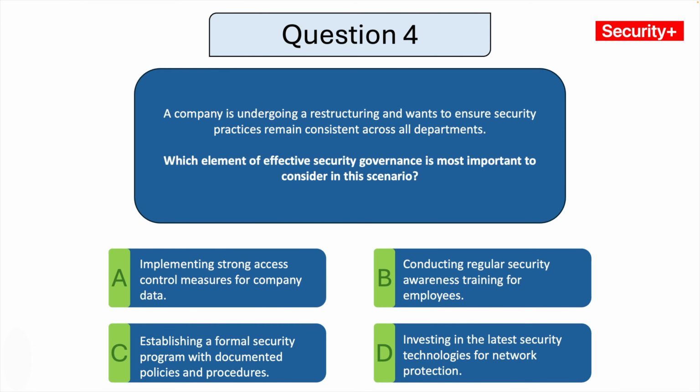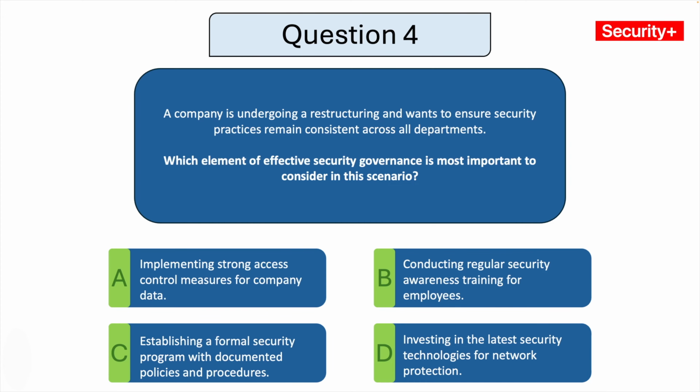Question 4. A company is undergoing a restructuring and wants to ensure security practices remain consistent across all departments. Which element of effective security governance is most important to consider in this scenario? A, implementing strong access control measures for company data. B, conducting regular security awareness training for employees. C, establishing a formal security program with documented policies and procedures. D, investing in the latest security technologies for network protection.